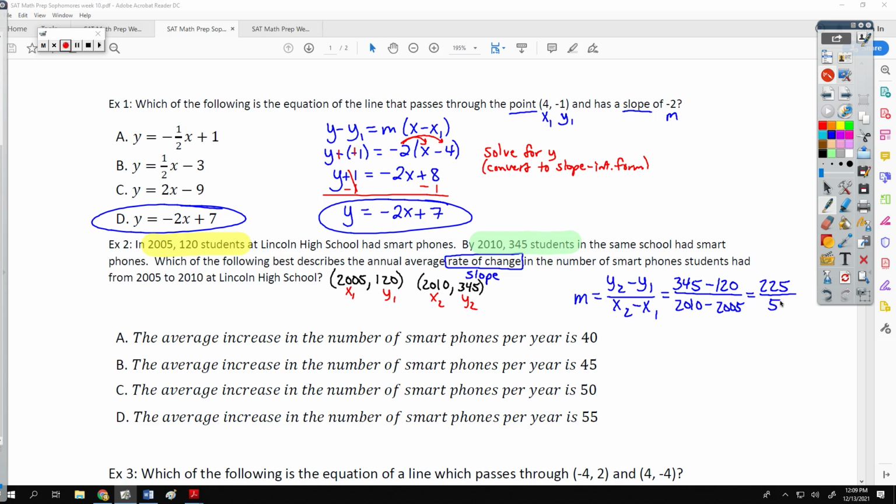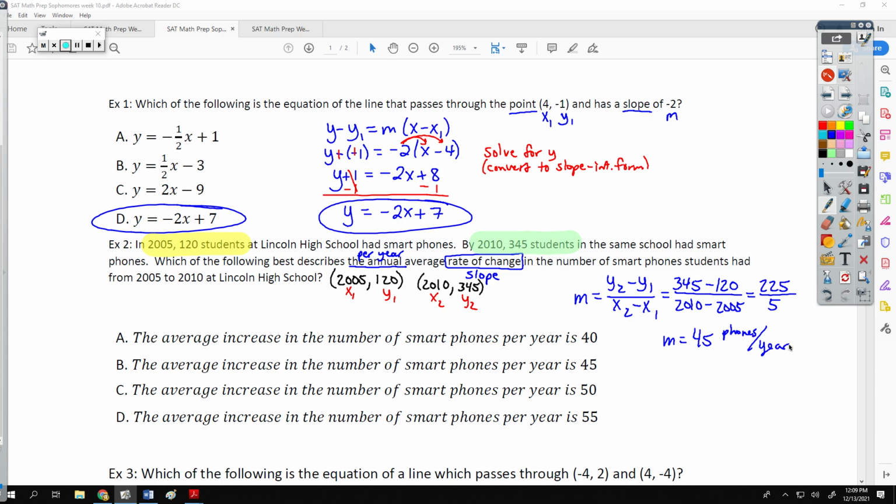So what that's saying is there was an increase of 225 smartphones over that 5-year period. Now, we don't care about over the 5-year period. We care about the annual average, which would be per 1 year. So we need to actually divide 225 divided by 5, and that tells us that the slope is 45 phones per year.